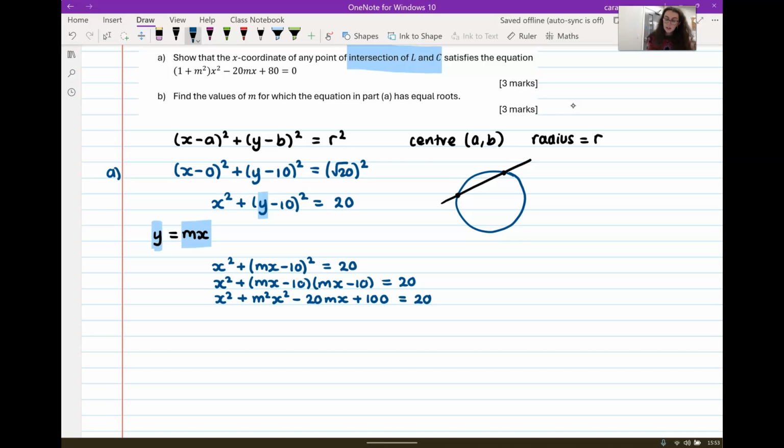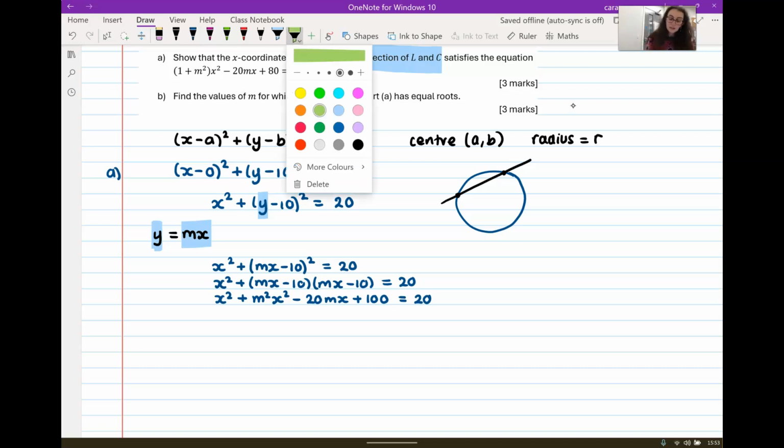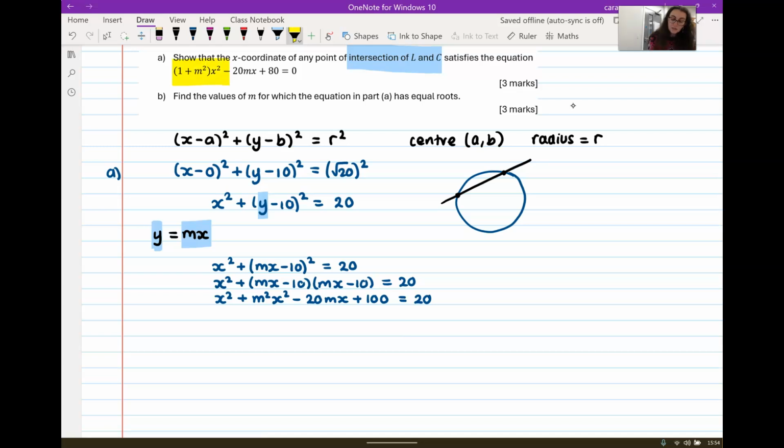Now, I'm just going to look up to the equation that I've been given in the question. The equation I've been given in the question is equal to 0. And I'm going to kind of ignore everything else, although I do notice that there are x's and m's in my equation, which is good. But I'm going to make my equation equal to 0 now, because then it will look a little bit more like the one in the question. So if I subtract 20 from both sides, I get +80 = 0.